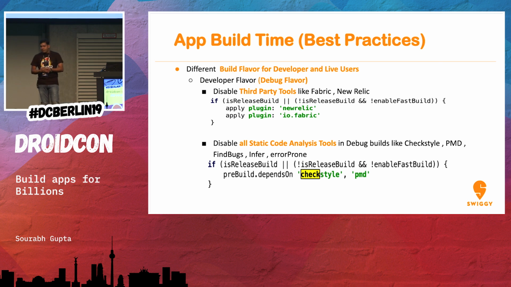So we separated out the debug flavor and release flavor. Release flavor is for the live user, debug is for the developer. We disabled all the things in the debug flavor. You don't have Fabric, you don't have New Relic, you don't have Firebase, you don't have any static code analysis tool on the debug.